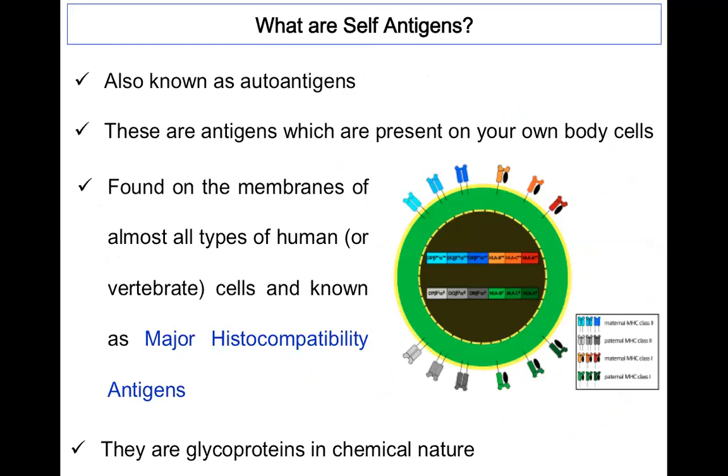There is another important type of antigens known as self-antigens. So first we will see what self-antigens are. They are also known as autoantigens, and these are antigens present on your own body cells, found on the membranes of almost all types of cells, including human and vertebrate cells. These are known as major histocompatibility antigens, and they are glycoprotein in nature.